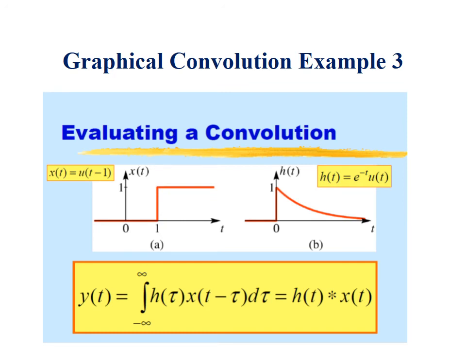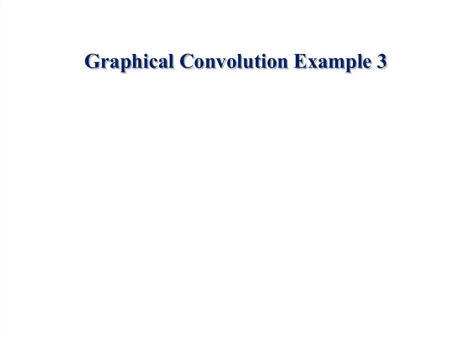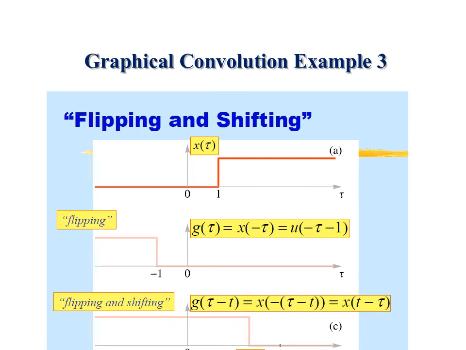We will go on to one more example considering the evaluation of the convolution. Here the graph considers u of t minus 1, and the second signal is e power minus t into u of t. So, deciding to flip the step function, we would be getting it as u of minus tau minus 1, which is shown here on flipping, and on flipping and shifting we would be getting the function like this.